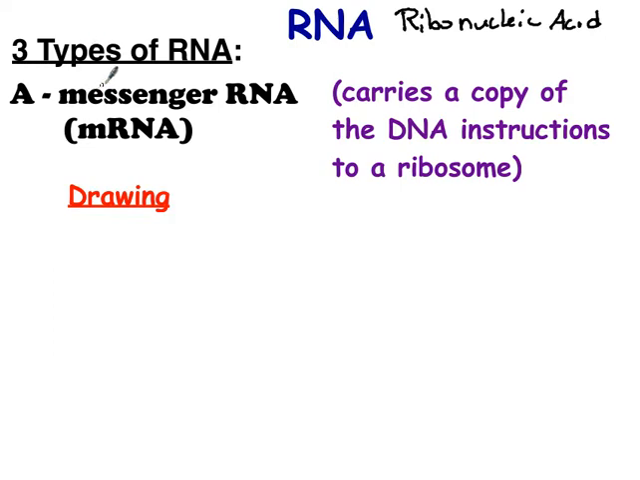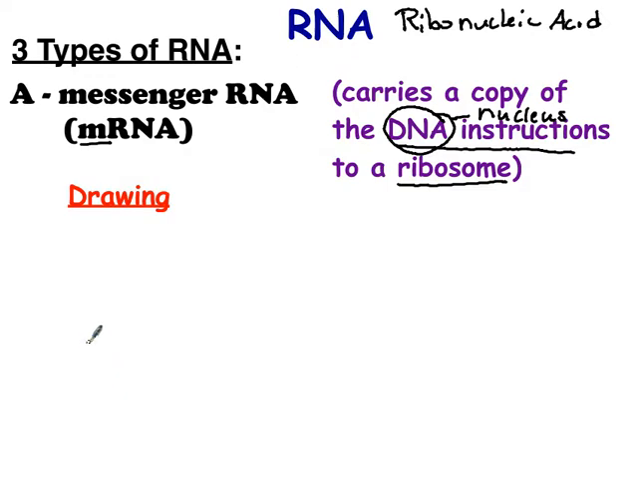Okay, and there's three types of RNA. The first type is called messenger RNA, or mRNA, and its job is to carry a copy of our DNA instructions to a ribosome. Why does it need to do that? Where's the DNA going to be located in a cell? It's always going to be in the nucleus. Okay, the DNA cannot leave the nucleus, but we build proteins on ribosomes, and ribosomes aren't located in the nucleus, they're located in the cytoplasm. So we need to get the instructions for our protein out of the nucleus and to our ribosome, and our messenger RNA is going to do just that.